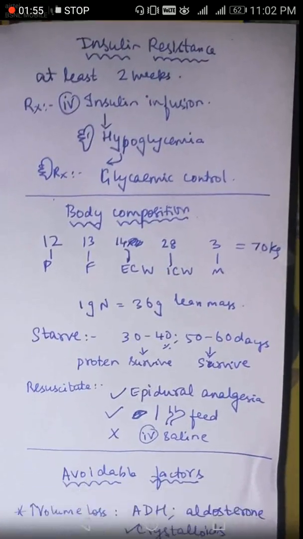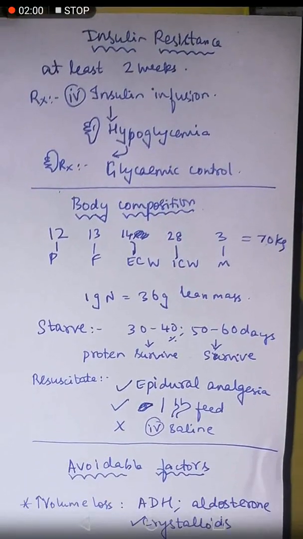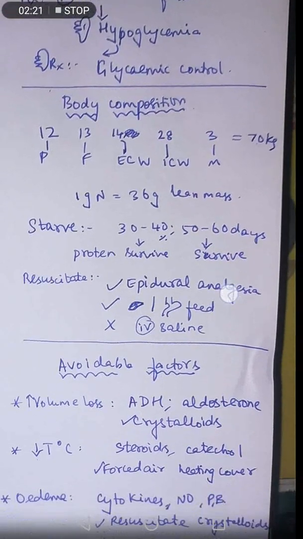And insulin resistance. For at least 2 weeks insulin resistance will be there, which is why IV insulin infusion is very essential. However, in ICU patients it can cause hypoglycemia, which we don't want, because it causes hypoglycemic coma. To overcome this difficulty, we use strict glycemic control. Whatever food they are taking in is what matters there.